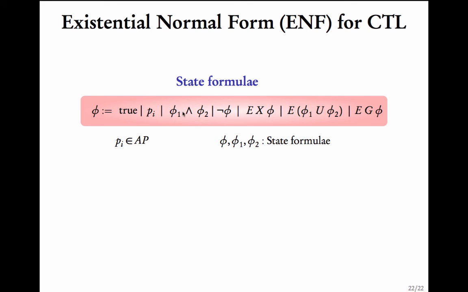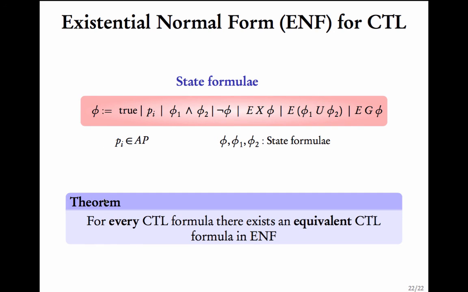Either true, pi, phi 1 and phi 2. If phi 1 and phi 2 are state formulas, you can do this. If phi is a state formula, you can take not of that. Then you can say there exists a path which satisfies X of phi. You can say there exists a path which satisfies phi 1 until phi 2. And then you can say there exists a path satisfying G of phi. Note that you can do nesting. You can say EX EG p1. You can say E of EG p1 until p2, say. So these kinds of things you can do. Just that this normal form will be useful for us in giving algorithms.